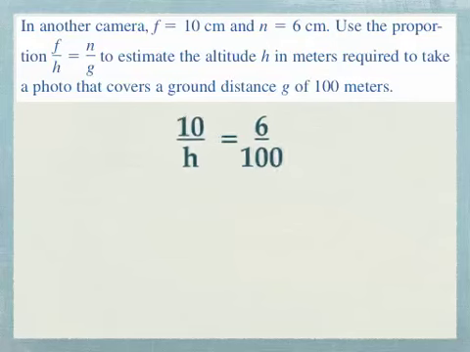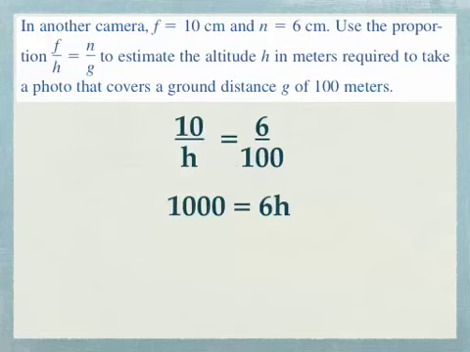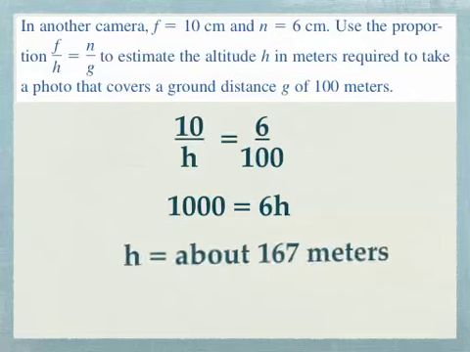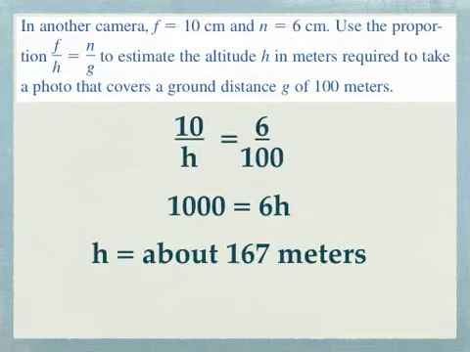So go ahead and plug in what we know. Now we can cross multiply. 10 times 100 is 1,000, and then equals 6 times H. I need to divide both sides by 6, and you get H equal to about 167 meters.